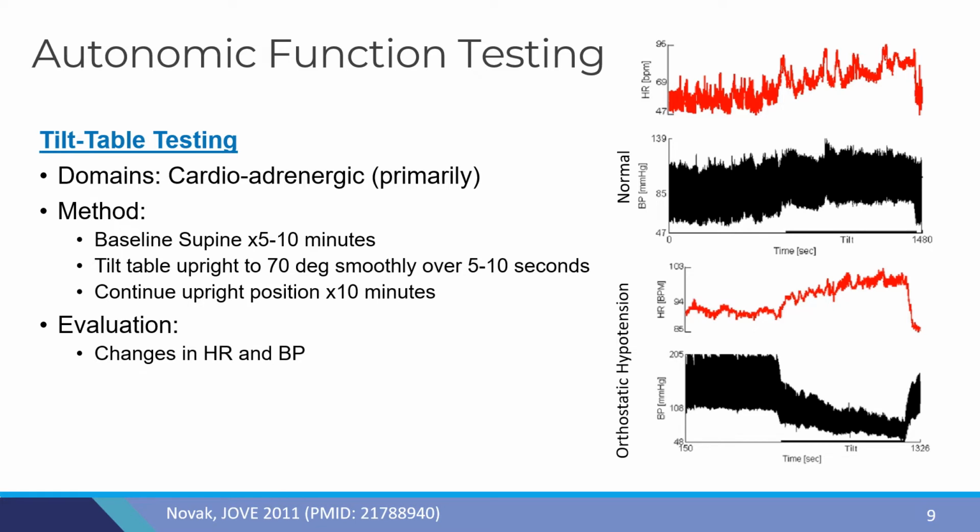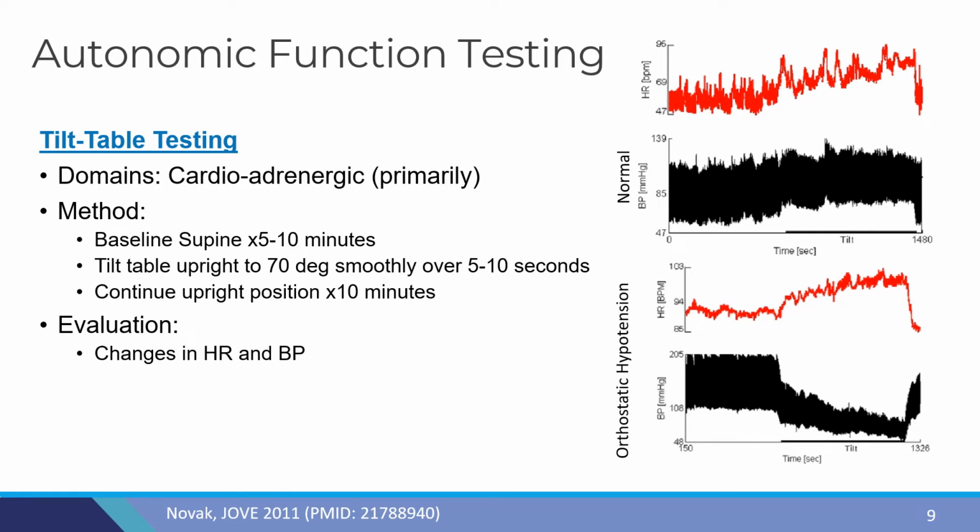Tilt table testing is performed by having the patient lie horizontally for 5 to 10 minutes, bringing the table to 70 degrees, and then to upright. The finometer measures heart rate and blood pressure throughout the test. In the figure on the right, heart rate is graphed in red and blood pressure is seen in black. There is a black bar on the time axis which denotes when the table was tilted upright.